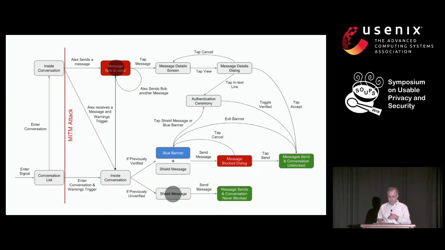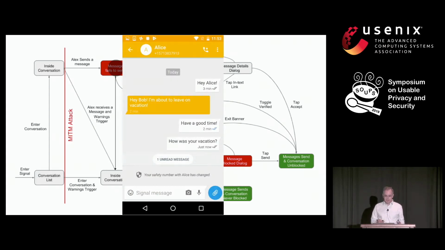The bottom flow is when the numbers change in the middle of a conversation with someone. Signal considers this to be more alarming. And so in this case, it just simply puts a warning message in there. There's a very little warning message at the bottom saying your safety number with Alice has changed. Otherwise, you can continue communicating.